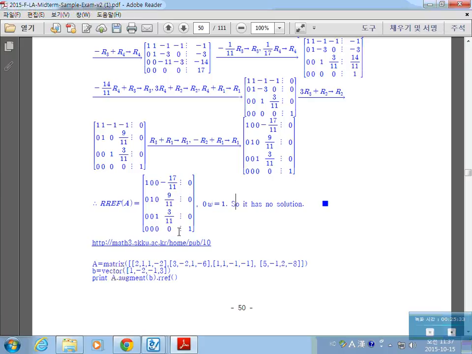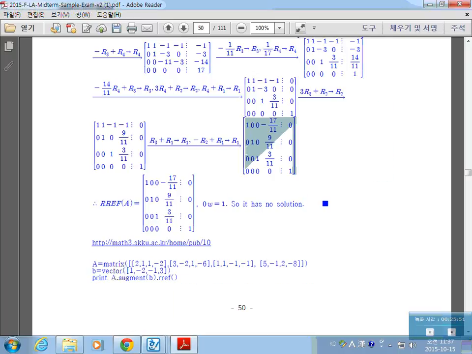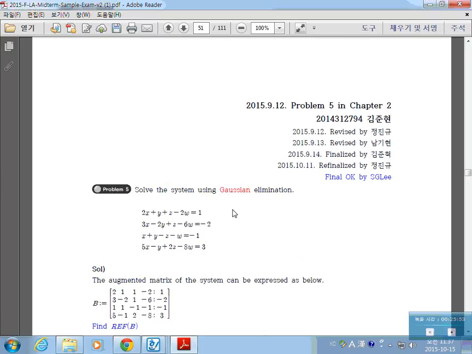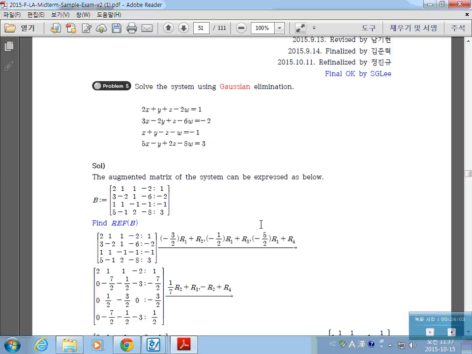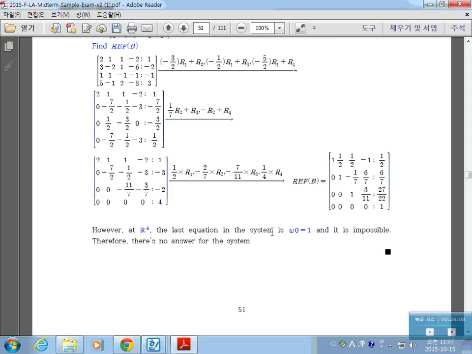But in this case, since the last equation, which is 0W equals 1, is not true, there is no W that satisfies these equations. So the whole system cannot have a solution. It can be easily checked by finding the REF and RREF of the given augmented matrix, and solving the system using Gaussian elimination. You do it by hand in this way, the same problems.